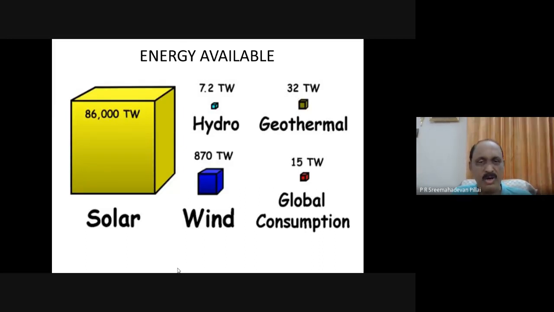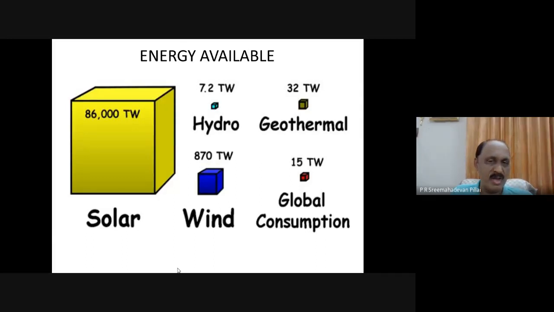What we make now out of it, the entire global consumption of solar energy right now, is very meager, because altogether we are consuming only 15 terawatt, all countries put together. And now see what are the other energies. Hydropower, we have got 7.2 terawatt. Geothermal, we have got 32 terawatts; this is availability, not what we use. And wind energy, 870 terawatt. And the global consumption of solar energy is only 15 terawatt right now.